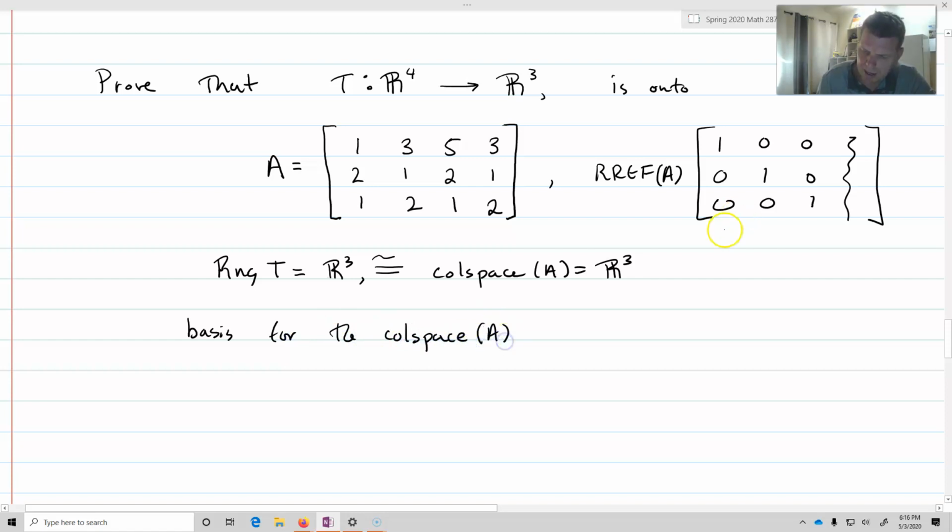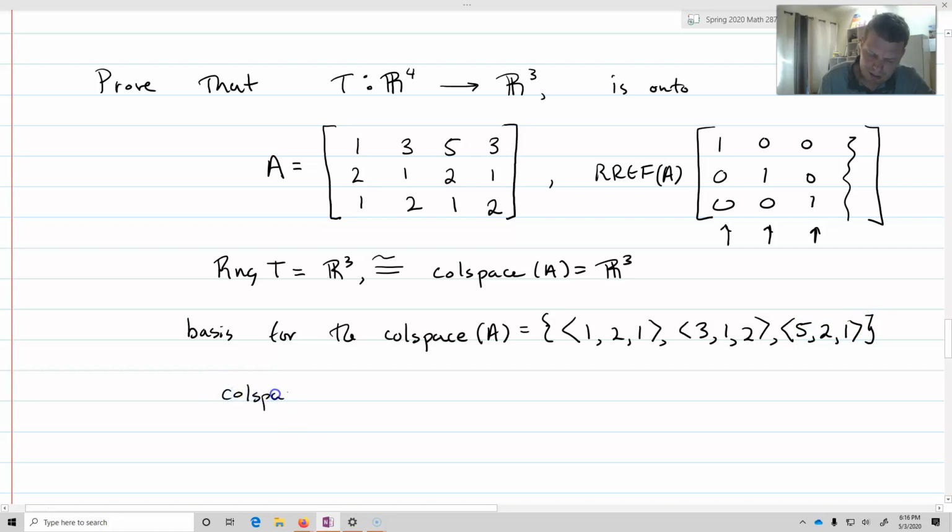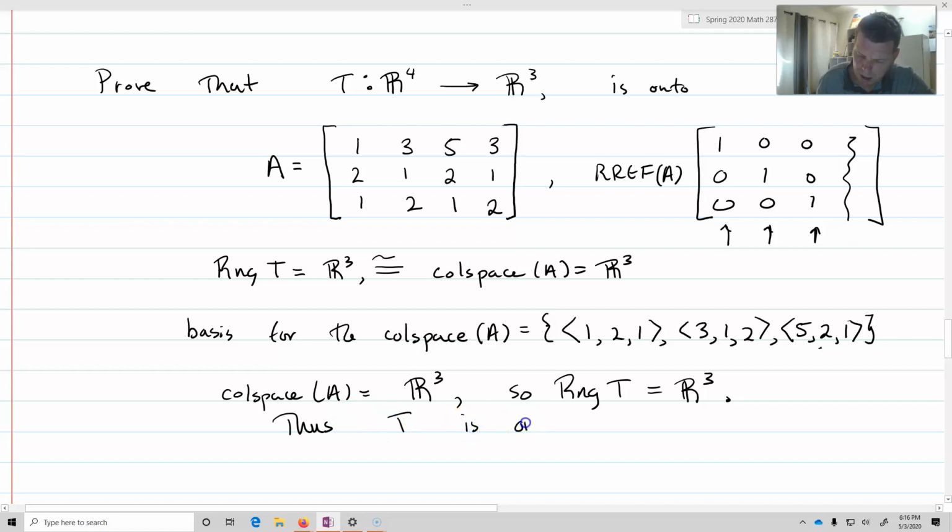of A is going to be the columns where those three pivots are, and it's going to equal (1, 2, 1), (3, 1, 2), and (5, 2, 1). Okay? So the column space of A is equal to R3. We've got three vectors in R3. What is that? That's a basis for R3. So the range of T equals R3. Thus, T is onto.